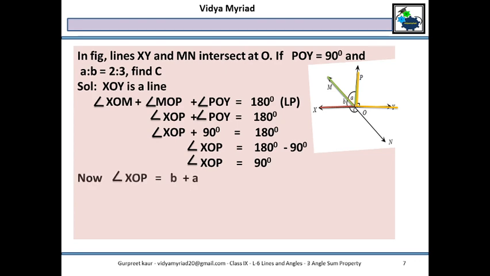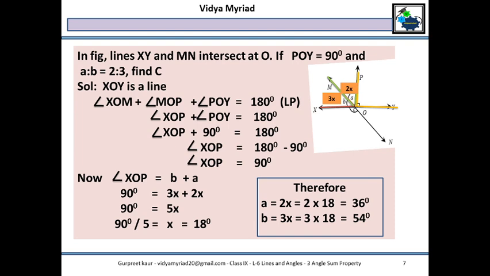Now, your XOP is made up of A plus B or B plus A. If B is given as 3x and A is given as 2x, I can find out what x is. x is equal to 18 degrees. Simply multiply and you get the answers 36 degrees and 54 degrees. So the value of A is 36, the value of B is 54.